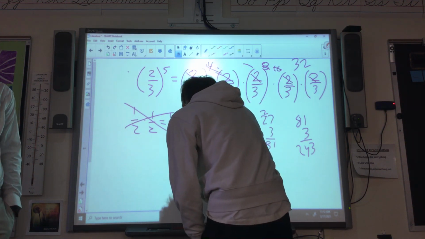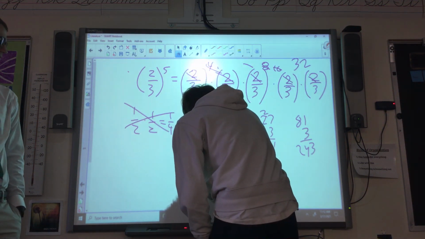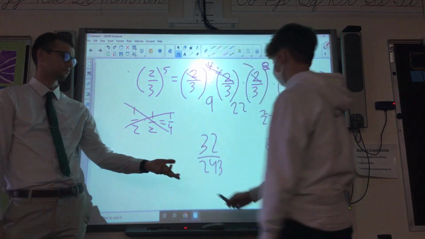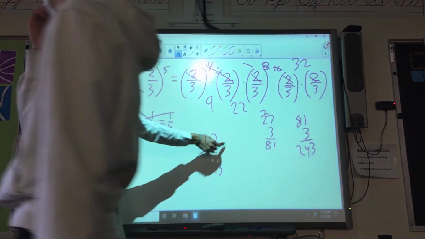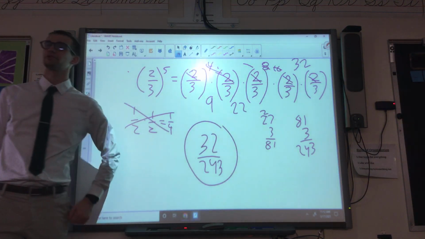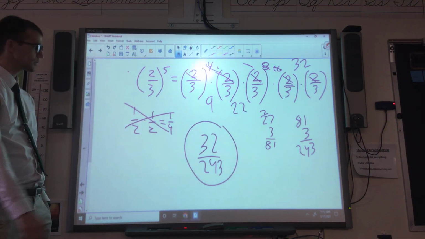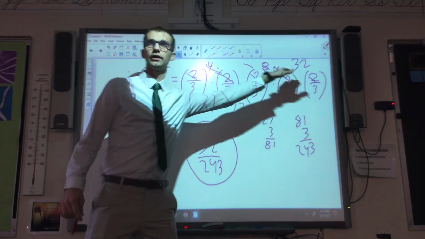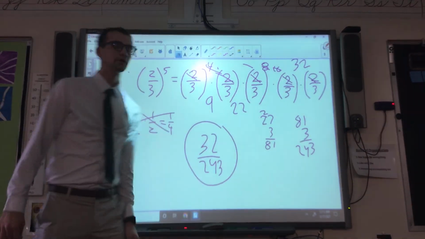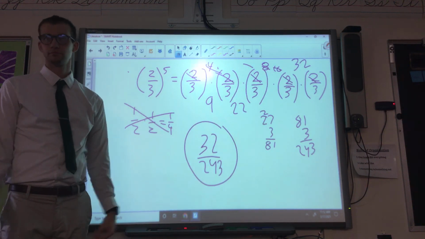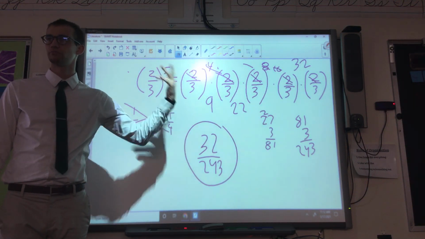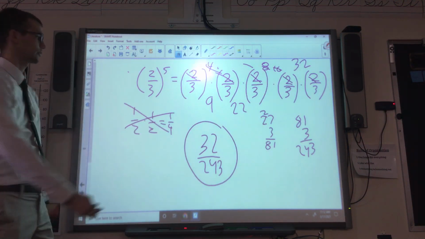You have to write it off to the side. No, you do have to circle it, but you don't have to put parentheses around it. All it is multiplying 2 times 2 times 2 times 2 times 2, multiplying 3 times 3 times 3 times 3 times 3. Pretty simple, right? You just have to do basic multiplication, which you guys know how to do.